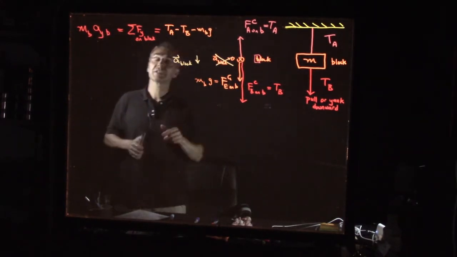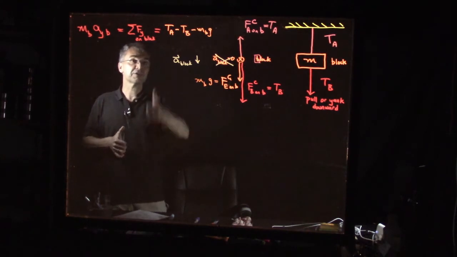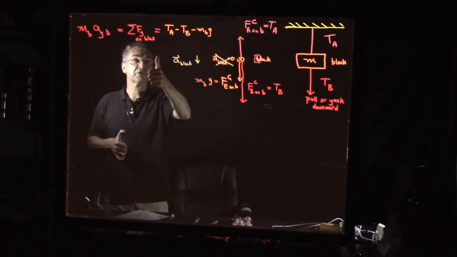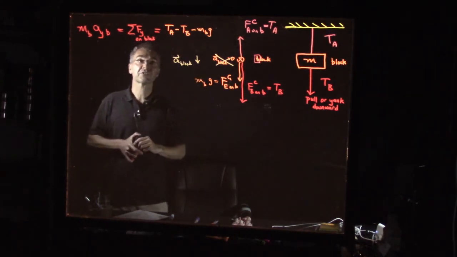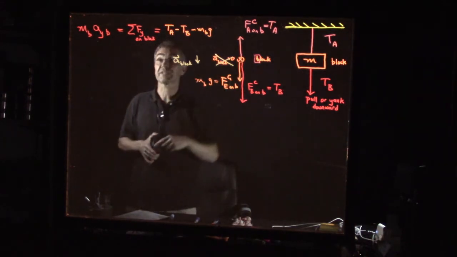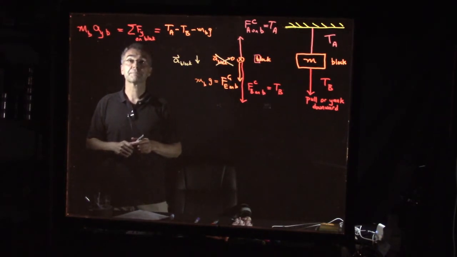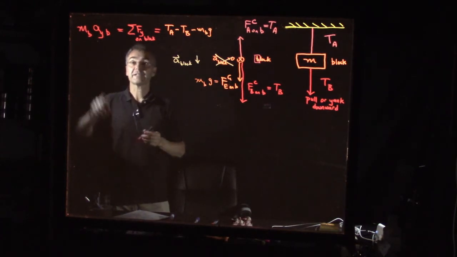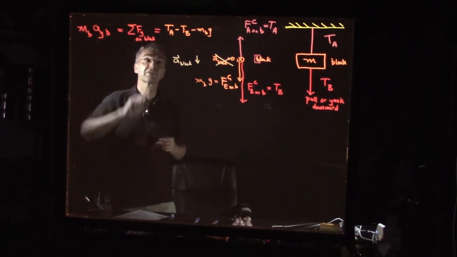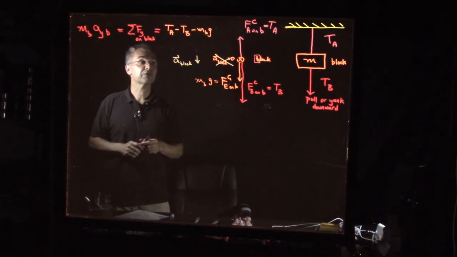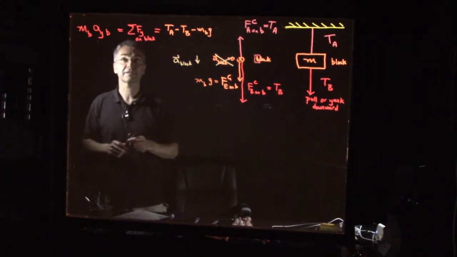Okay, so it would be positive if the block's accelerating upward. It's negative if the block's accelerating downward. The block will accelerate downwards, so this is going to be some significant negative number. Remember this: the acceleration in the y direction is going to be a negative number. So let's solve for the tension in string B now.